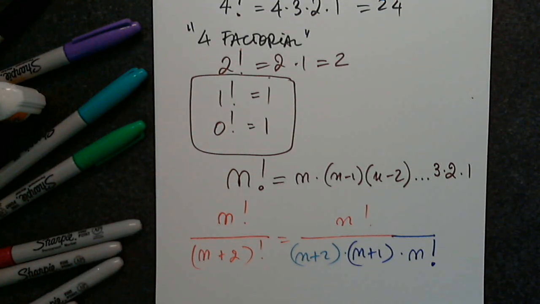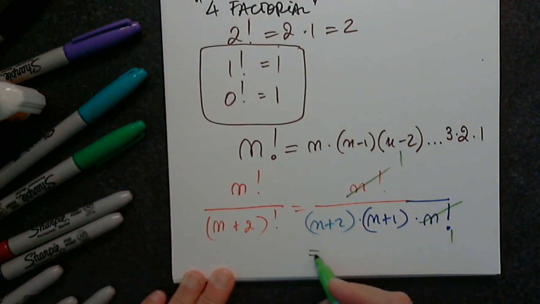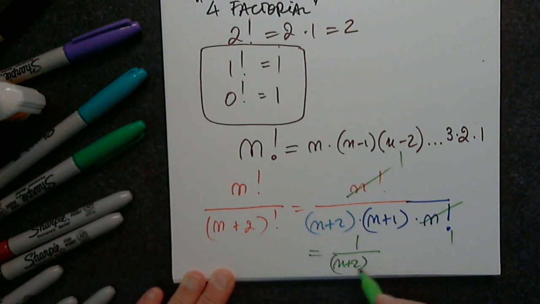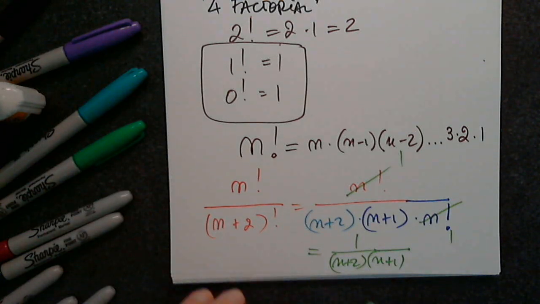Because now I see something very important. What do I see? Yes, I see that these two go away, and the simplified form is 1 over n plus 2 times n plus 1. And it's done. So I simplified the expression that had initially factorial notation into a simple rational expression with 2 factors in the denominator, and we will not distribute them. That's the final answer.